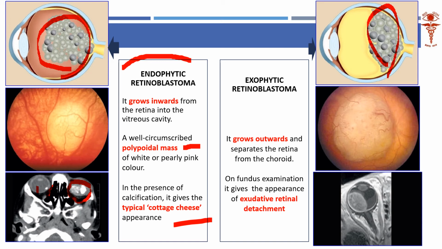But in the exophytic mass, you will see an exudative detachment. You will see the tumor trying to grow away from the retina and developing an exophytic growth, and this exophytic growth develops an exudative retinal detachment.